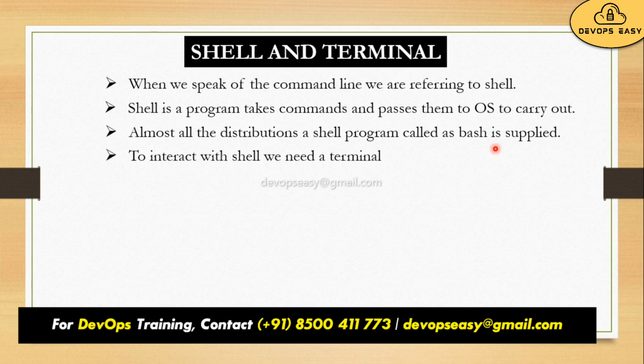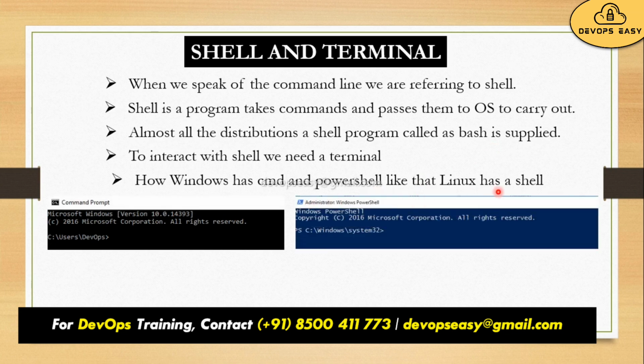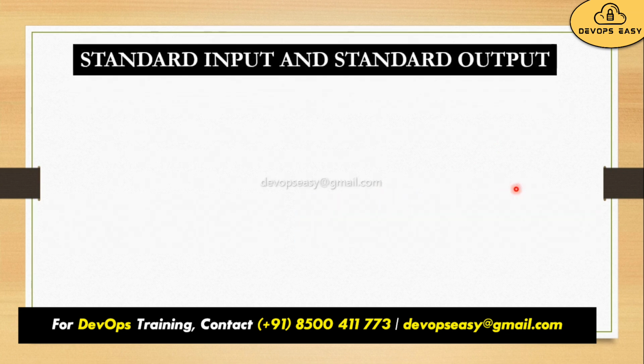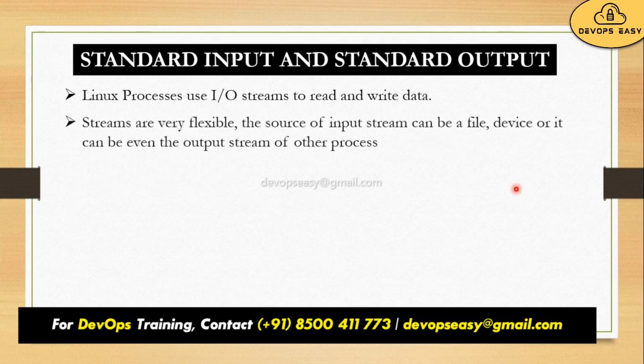To interact with the shell, we need a terminal. Just as Windows has CMD and PowerShell, Linux also has a terminal. In this terminal, yesterday I told you about Linux input and output streams. What are input and output streams? I said we would discuss them in the upcoming days, so that is going to be today.